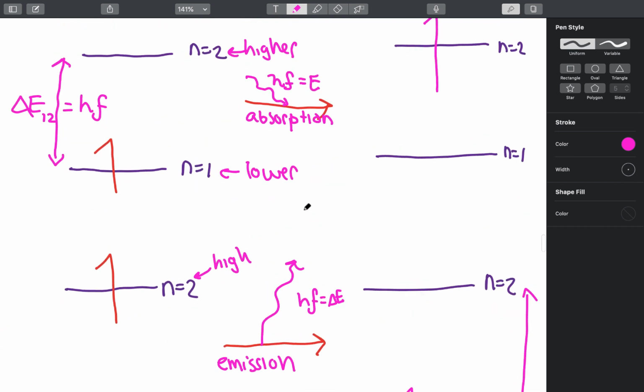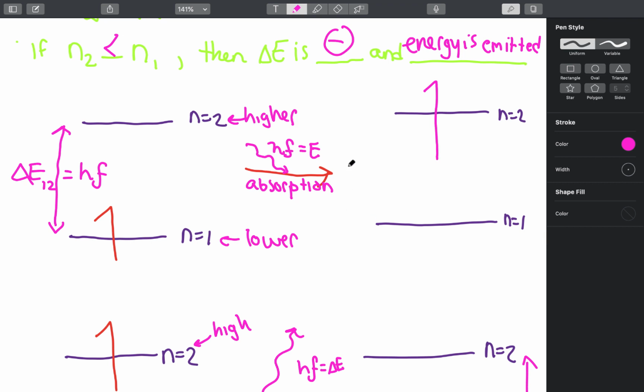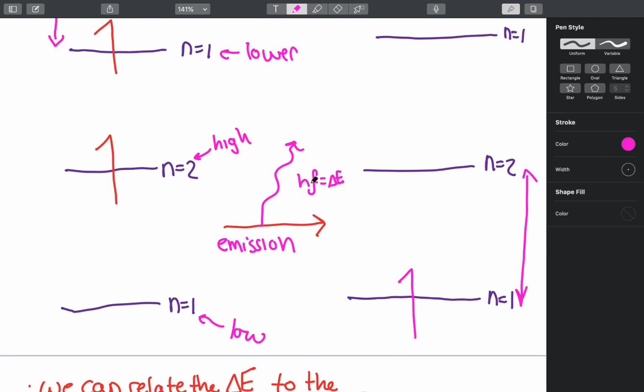So in absorption, you absorb light or energy in order to jump from the lower energy level to the higher energy level. You need to absorb the same amount of energy from the light that is equal to the energy difference between the two levels. So the energy of the incoming light must be equal to the energy difference between the two levels in order for it to jump from a lower level to a higher level. And in order to jump from a higher level to a lower level, the energy is released, and this energy is equal to the energy difference between the two levels.